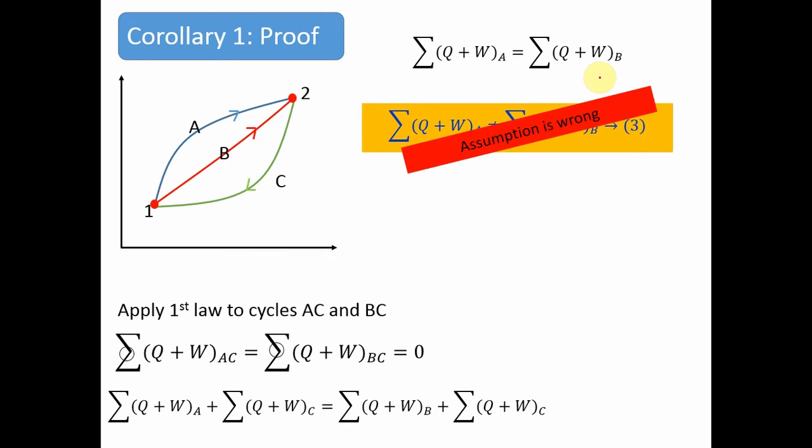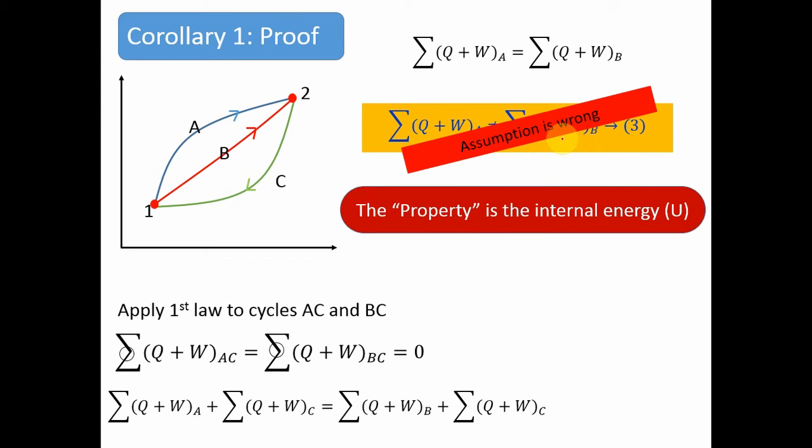This is opposite to our assumption. Our assumption is heat and work transfer along path A is not equal to heat and work transfer along path B. Therefore, our assumption is wrong. That means the proposition is correct. And that property coming out from corollary 1 is called the internal energy. So in an equation, you can write the summation of heat and work transfer is equal to change of internal energy for a closed system.